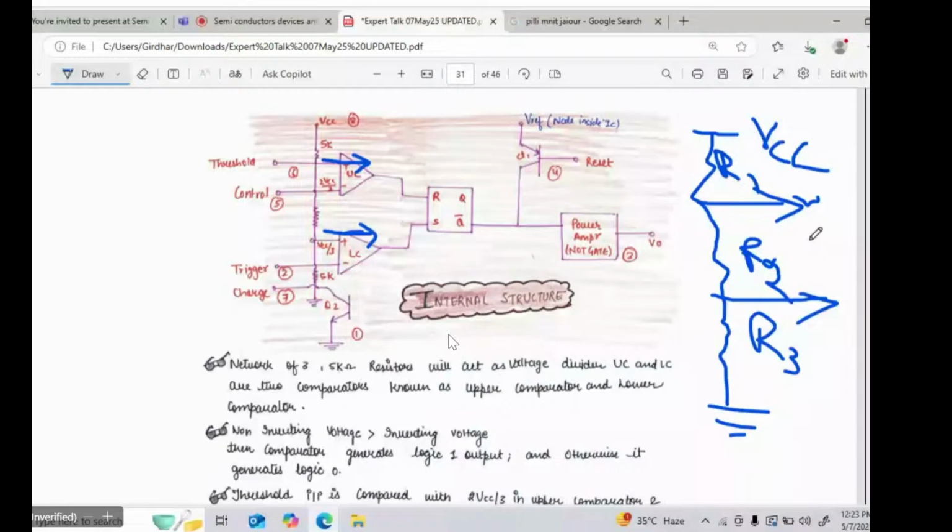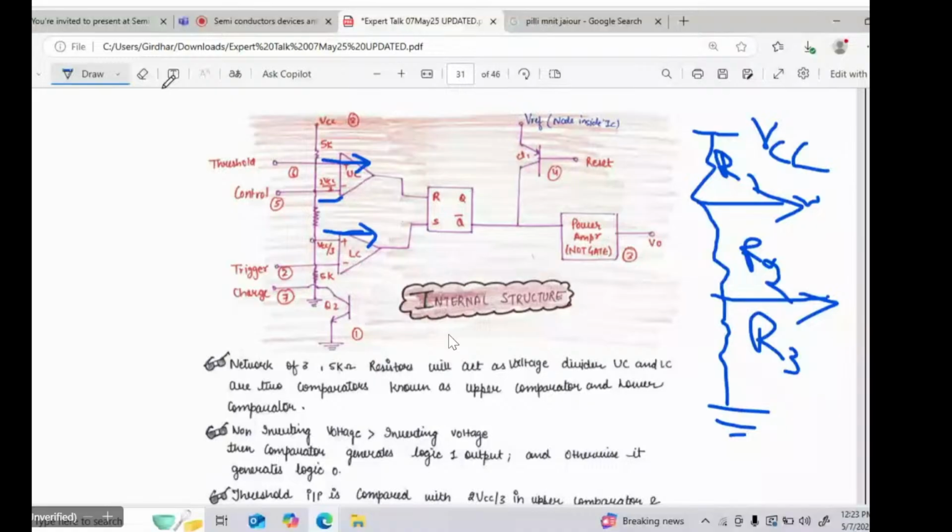The voltage at this node is simple, VCC by 3. The voltage at this node means the voltage across R2 and R3, two resistances here. So it is 2 VCC by 3. So these are the voltages, VCC by 3 and 2 VCC by 3, right? This is the way you can understand the behavior of this.